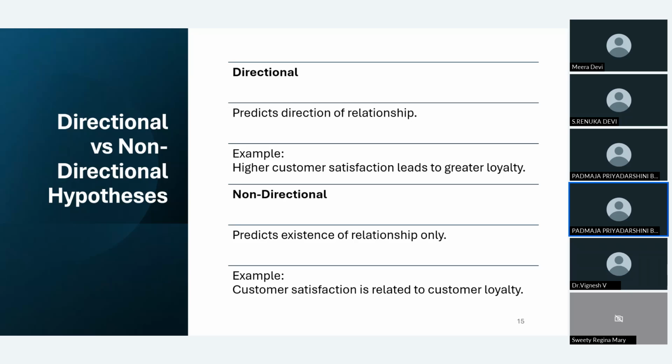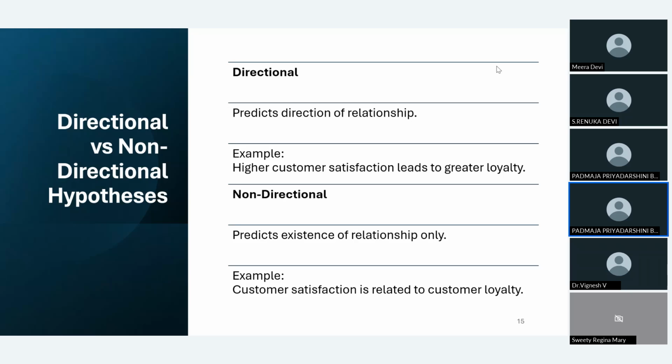So directional predicts the direction of the relationship. Higher customer satisfaction leads to greater loyalty, so we can see a direction. Non-directional only says there is a relationship, but it will not say which direction: customer satisfaction is related to customer loyalty.